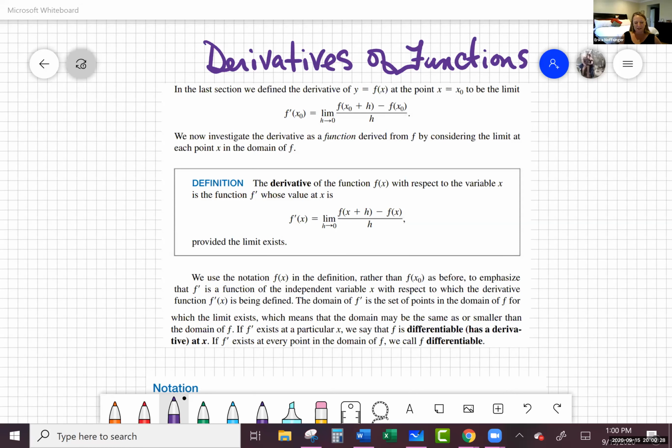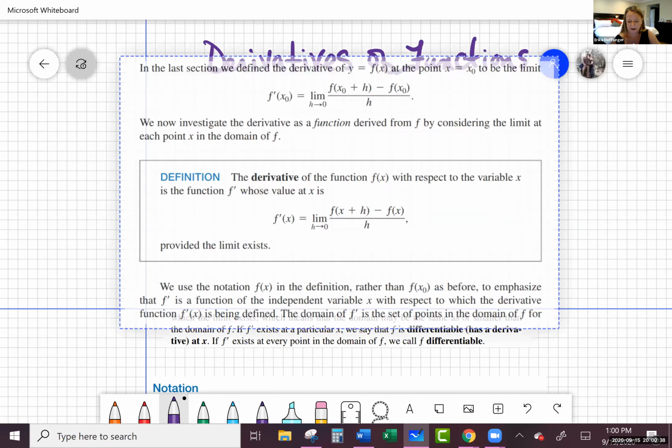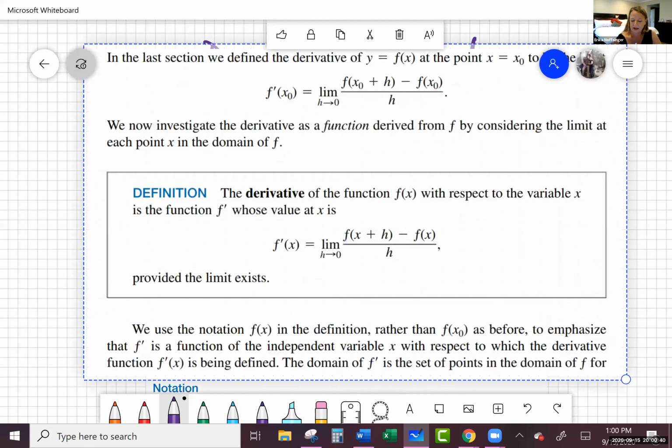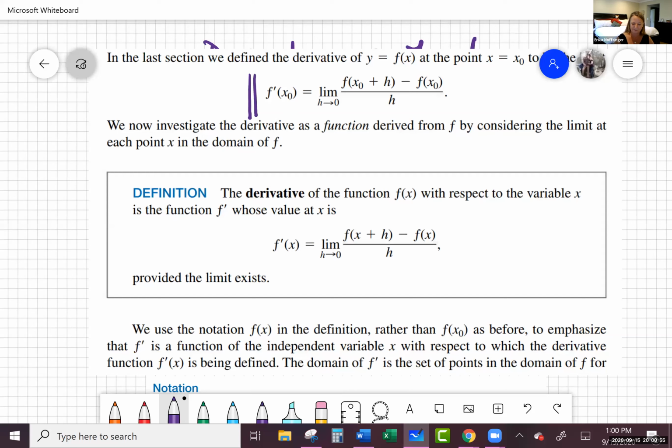So yesterday we looked at taking the derivative at a particular point. And when we did that, we had some definition. Let me just blow this up for you right now. And we saw that this was f prime of x naught.